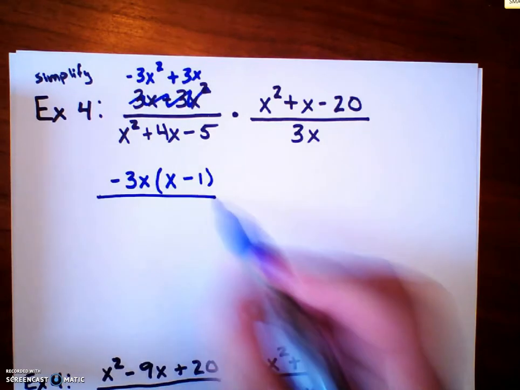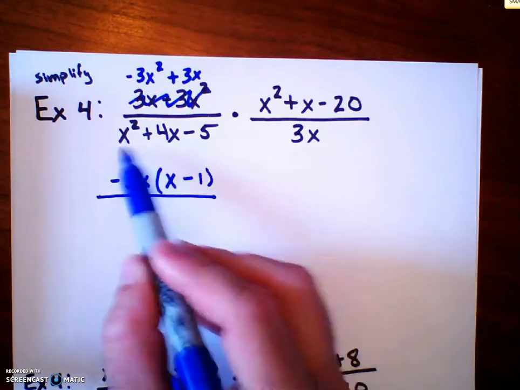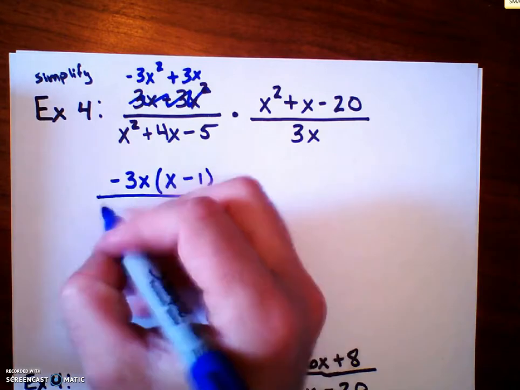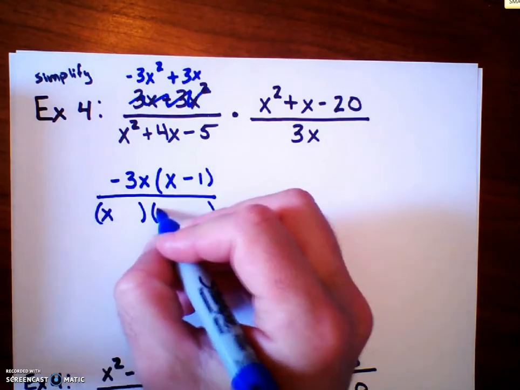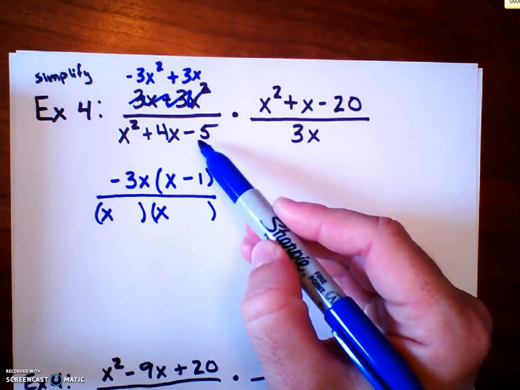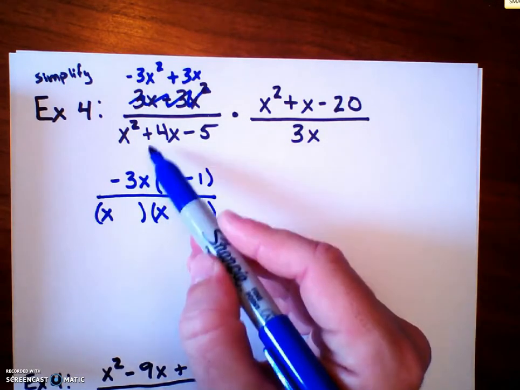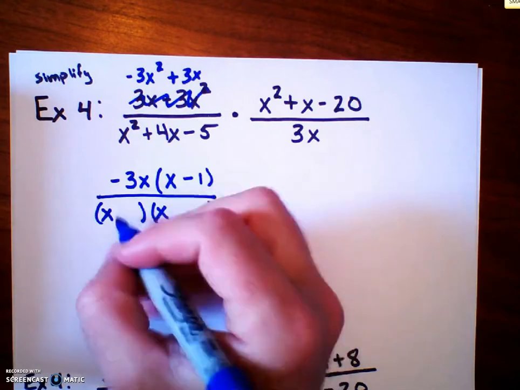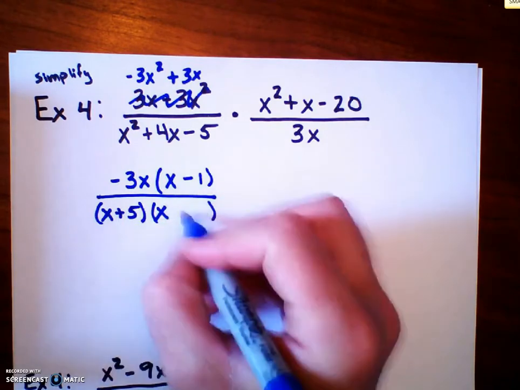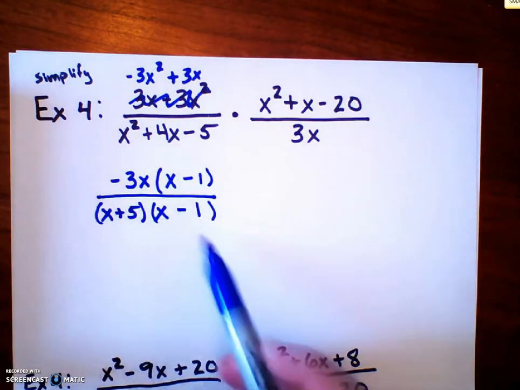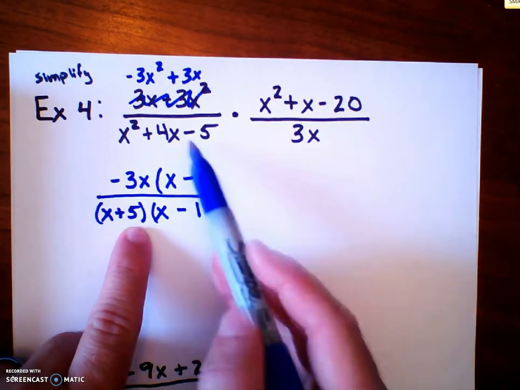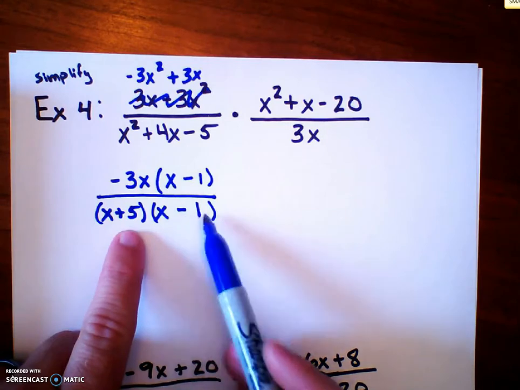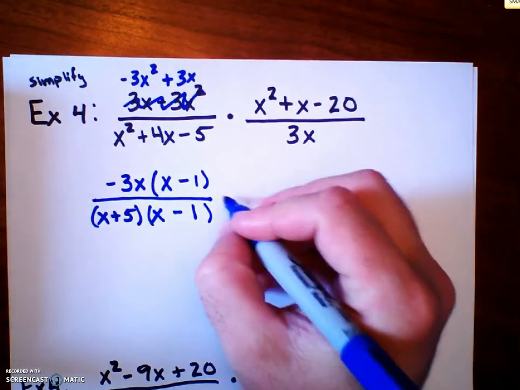On the bottom left, same as earlier, 3 terms. There's no number in front of the x squared, so you're going to break up your binomials. Factors of negative 5, that will get you a positive 4 when you add them, are a positive 5 and a negative 1. Remember, that should multiply to get you negative 5, and they do. 5 times negative 1 is negative 5. 5 minus 1 is a 4. That's an easy way to check your work.